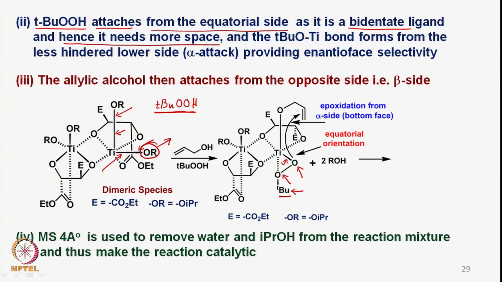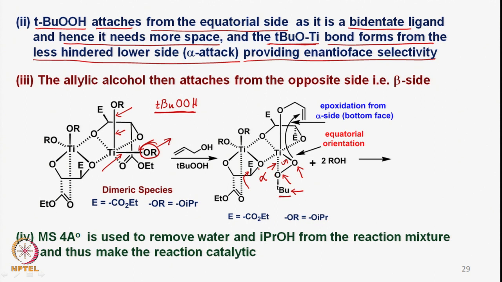Once that has attached, there is a possibility of attachment of the second oxygen, either from the lower side or from the top side, and that is where the tertiary butyl oxide titanium bond forms from the less hindered lower side, that is, alpha attack, providing enantiofacial selectivity. That means once this particular bond is formed, the O-tertiary butyl oxy bond here attaches from the lower alpha side. That is because this particular ester group is beta oriented. So this path doesn't come from the top, but from the alpha side.